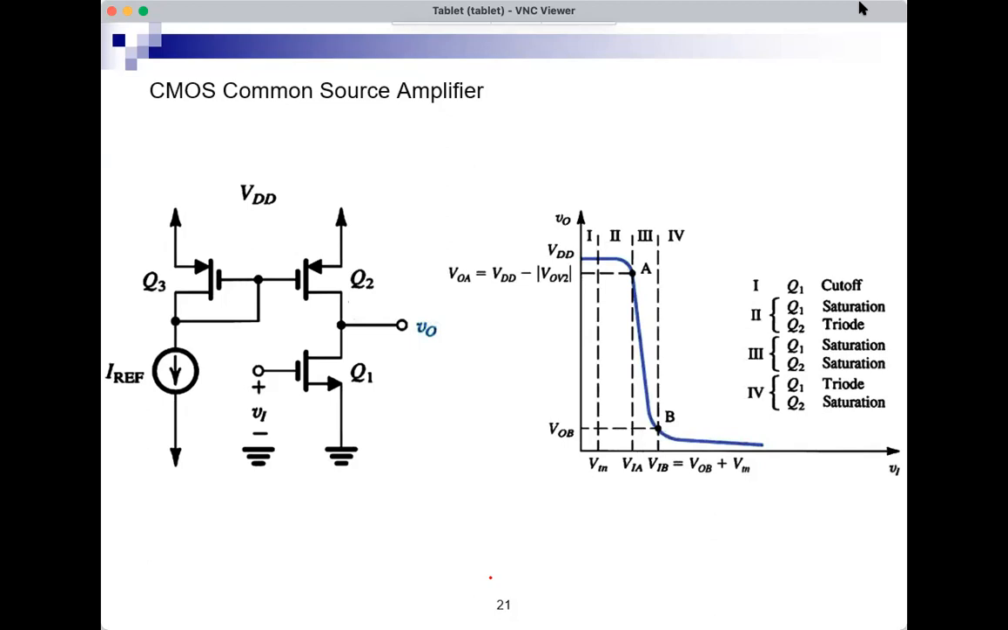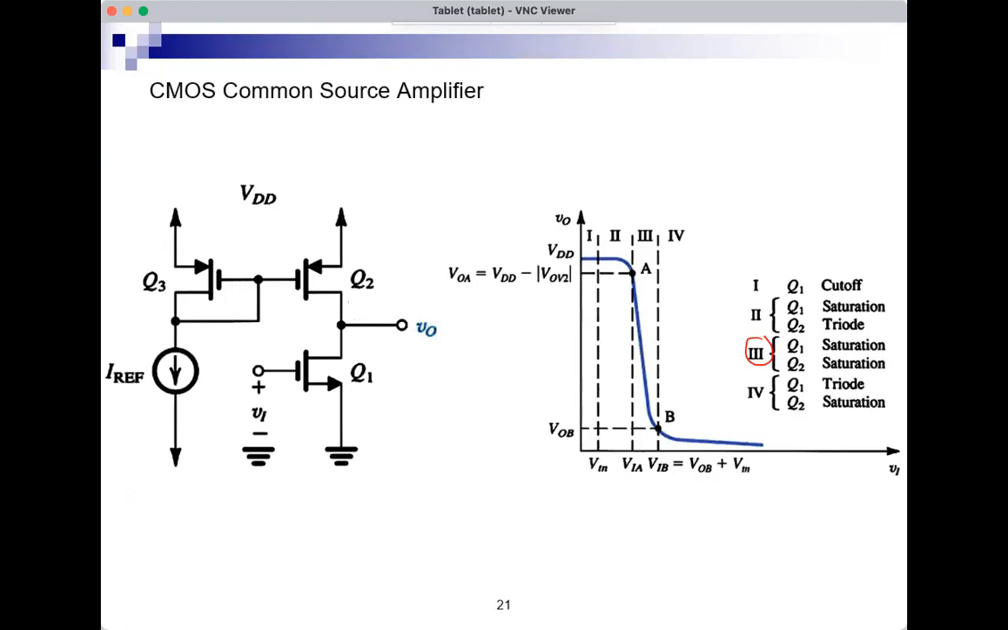And now we need to see if this can be used as an amplifier. Look at the region between points A and B, region number 3. Region number 3 is here, when Q1 and Q2 are saturated. If Q1 and Q2 are saturated, I'm in region AB, in region 3. And it's a beautiful region because it has almost linear characteristics, with a very large slope, right? The drop is very sharp.